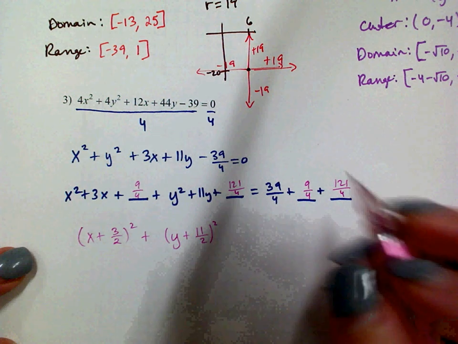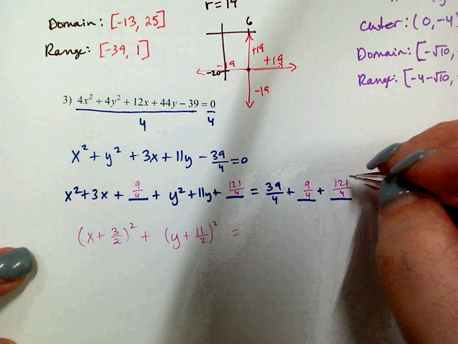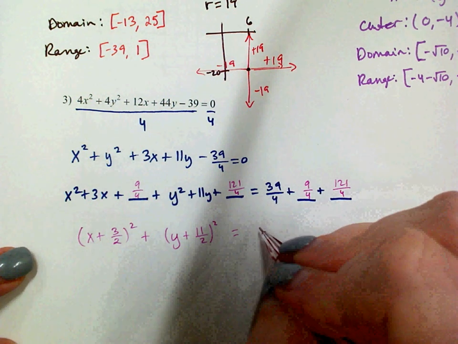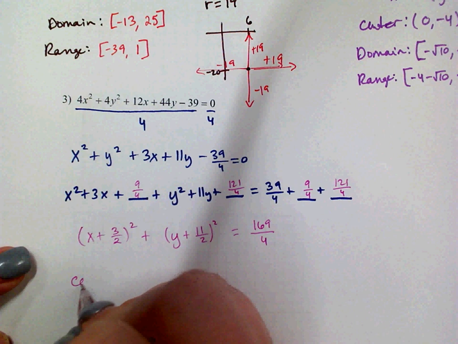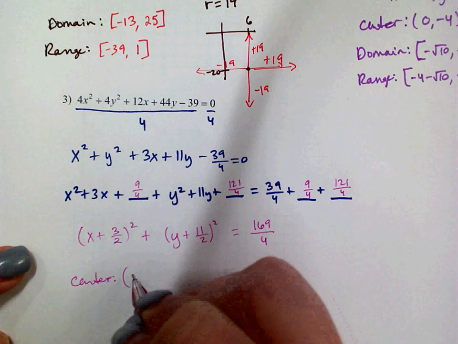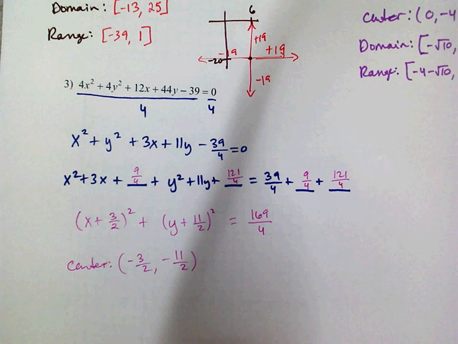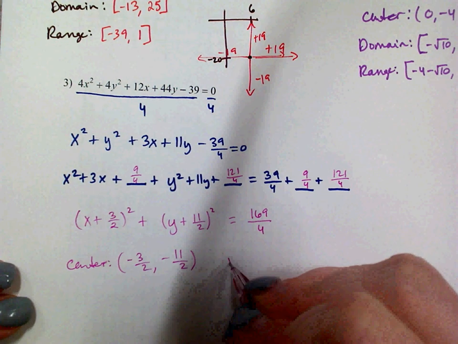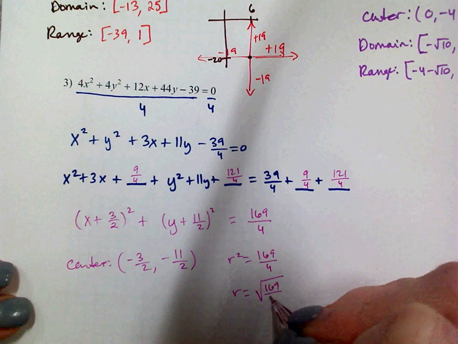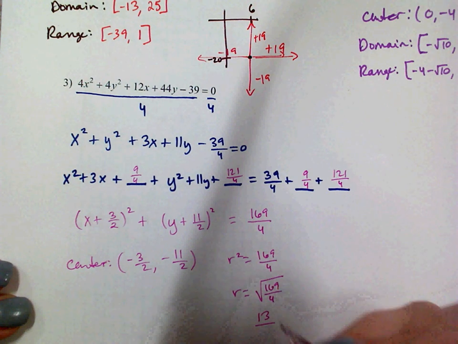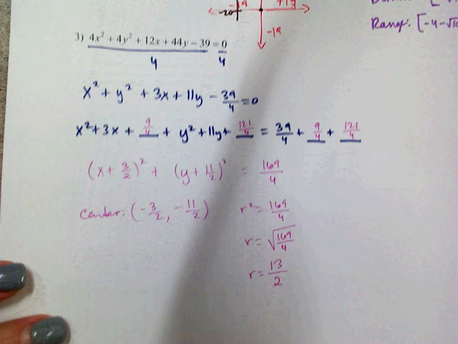And so then these all have a common denominator already, which is convenient. So then I have 121 plus 9, which is 130, and 130 plus 39 is 169 over 4. So my center of my circle is at the opposite, negative 3 halves, negative 11 halves, or negative 1.5, negative 5.5. And then if radius squared equals 169 over 4, then that means radius is the square root of that. And the square root of 169 is 13, and the square root of 4 is 2, which means my radius is 13 halves.